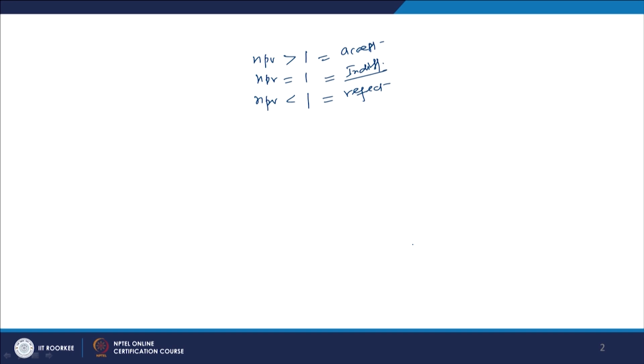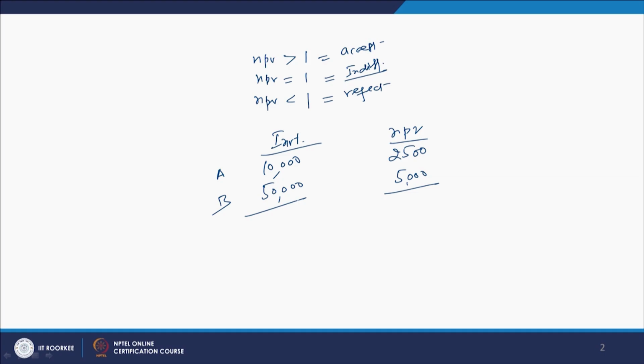For example, there is a project, and we call this the investment. This is the investment we are making and this is the NPV available from the project. Suppose we are making an investment of 10,000 rupees and the NPV available is 2,500 rupees, after discounting everything. This is project A, and this is project B, where you make an investment of 50,000 rupees and the NPV available from this investment proposal is 5,000 rupees.